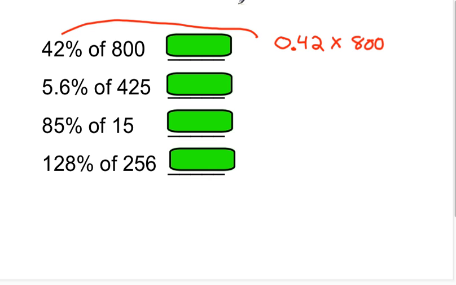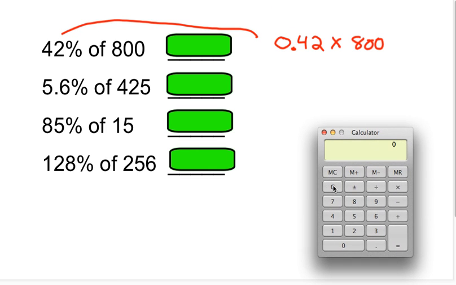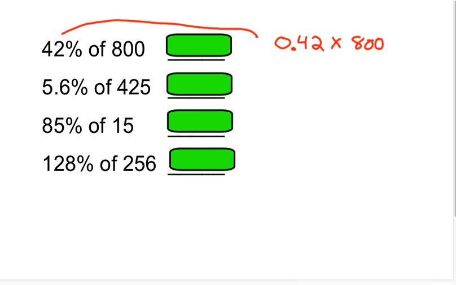So I'm actually going to bring my calculator back on here, and I'm just going to take 42 hundredths times 800. And my answer is 336. When I open up and check my answer, sure enough, that's what I've got.